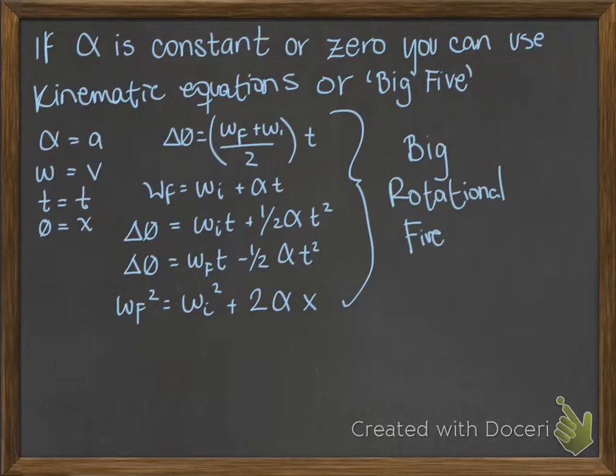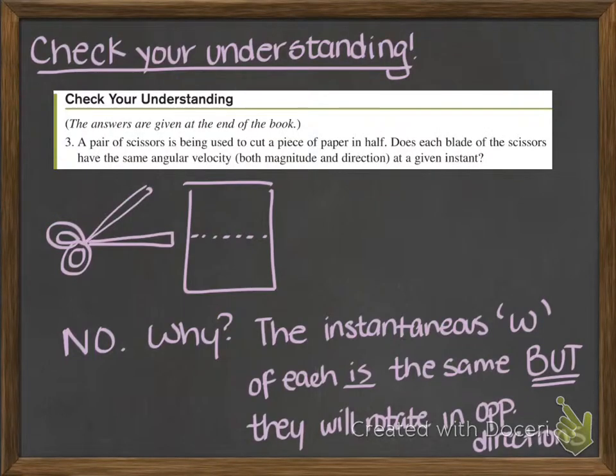If the acceleration is constant or zero, you can still use kinematic equations, or the big five. In your formula sheet, you'll see that it's just the same thing for the big five. It's just changing letters or variables, so it's called the big rotational five. Alpha will be seen as a, w will be seen as v, time will still be time, and theta will equal x. Let's check our understanding.